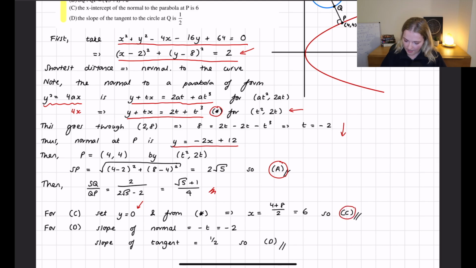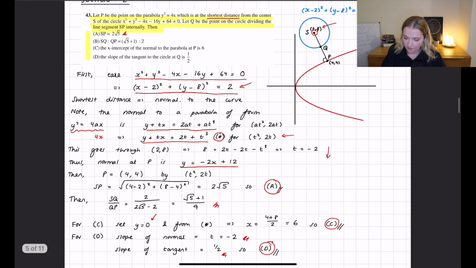So C is correct, and then D says the slope of the tangent to the circle at Q is a half. Typically if you're looking at tangents and the slope of a tangent, we know what the slope of the normal is, and that's here, that t is minus 2. I'm not sure why I've put minus t. I think it's just t is minus 2. Okay, yeah, t is minus 2 here, and then of course it's the negative reciprocal, the inverse of the normal slope, so the slope of the tangent is indeed a half, so D is also correct. Awesome, so that is that question. Again, I thought that was really, really nice.